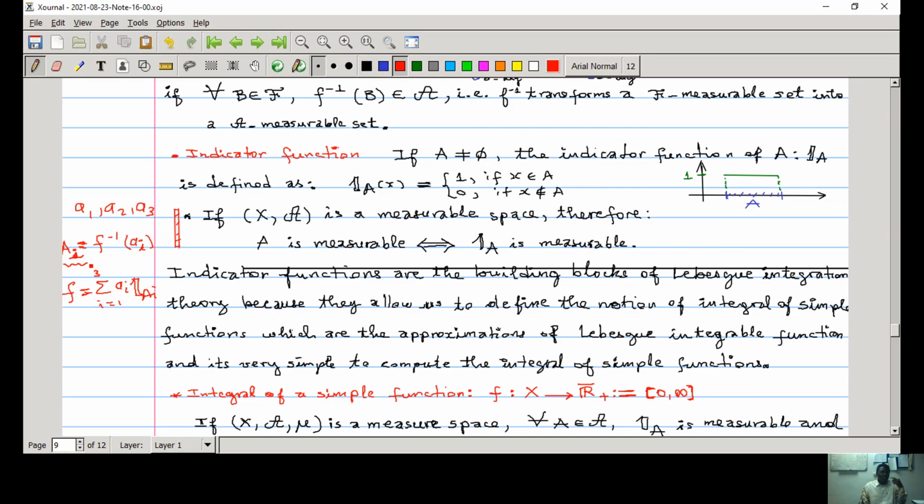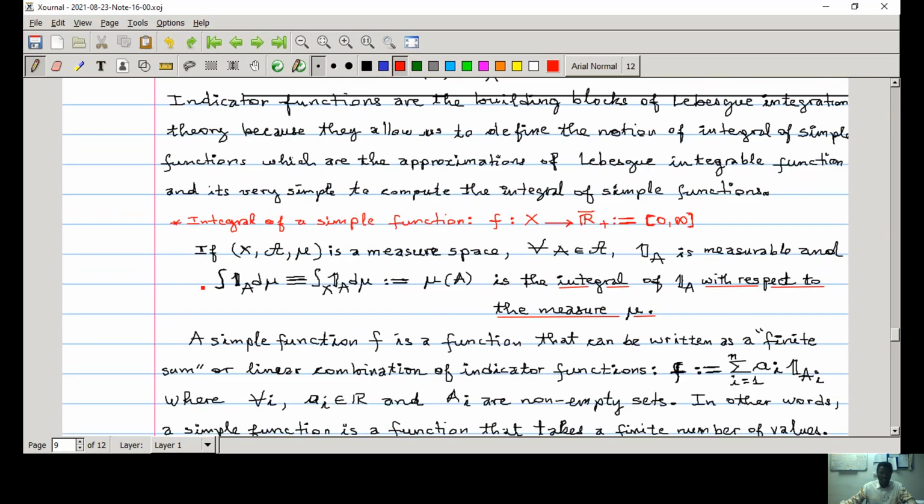Because if they intersect, it will mean that f will take two different values on the intersection, which is not the case. Right? It cannot take two different values. Okay, so this is how we will construct our simple function of indicator function. Great. Okay, so this is how we define then the indicator function.